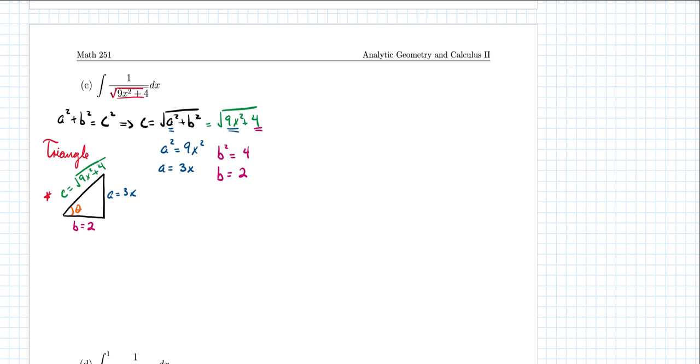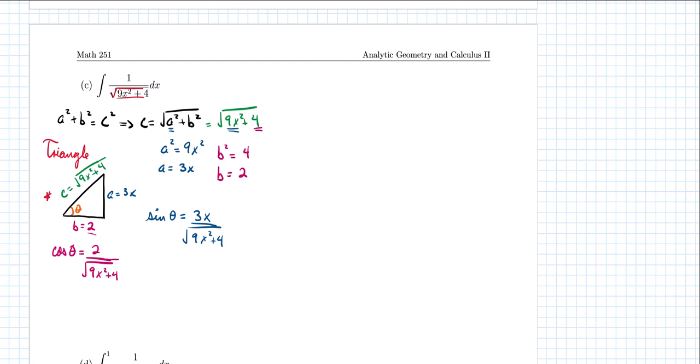Now, defining the cosine, we have that the cosine of an angle theta is equal to the side adjacent, which is 2, divided by the hypotenuse, which is the square root of 9x squared plus 4. So you see here the cosine function is looking a little bit more complicated. Now, what about the sine function? If I define the sine function, the sine of theta is equal to the side opposite, 3x, divided by the square root of 9x squared plus 4.